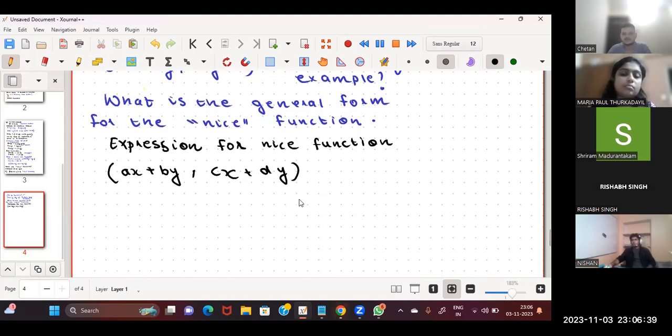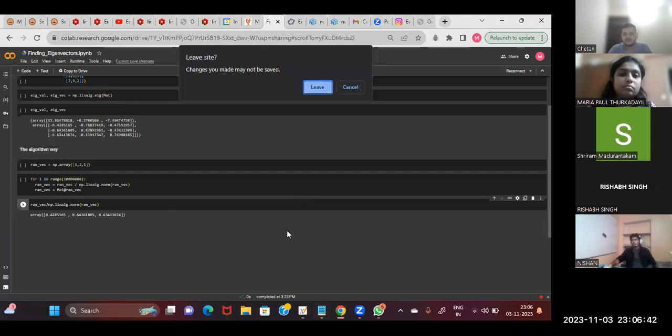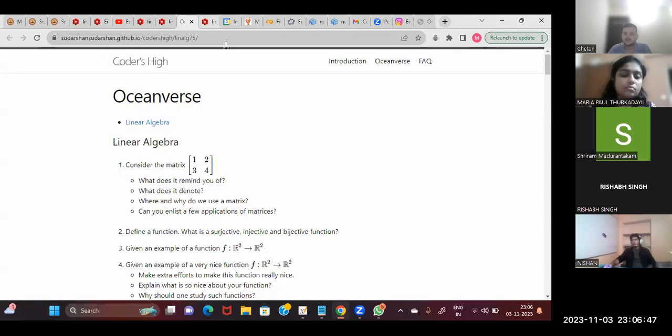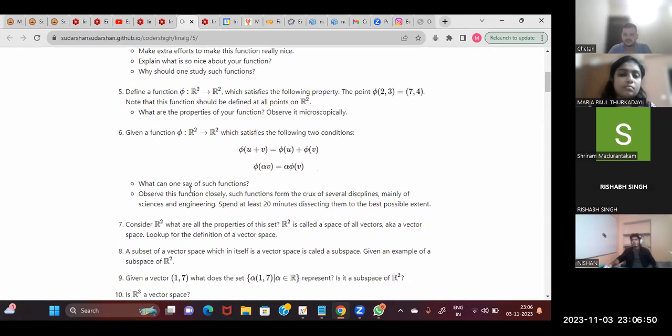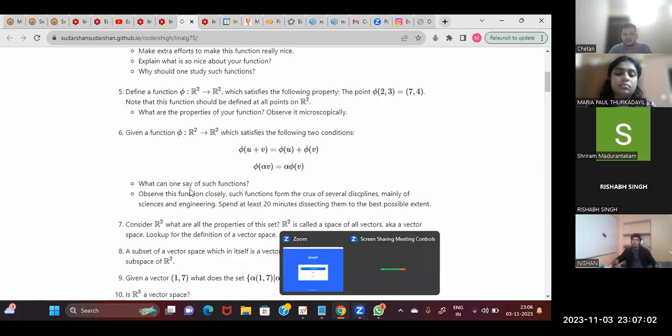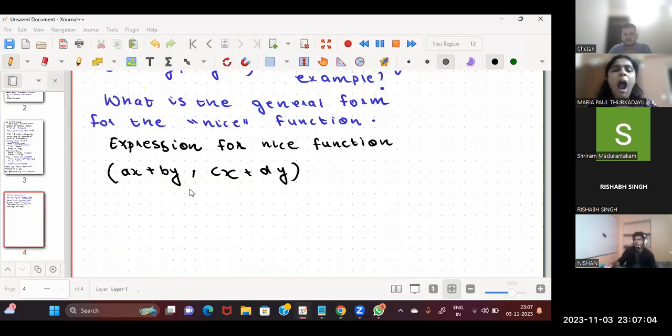The next question says, given a function phi from R2 to R2, which satisfies the following two conditions: phi of u plus v equals phi of u plus phi of v, and phi of alpha v equals lambda times phi of v. What can one say of such functions? Observe this function closely. Such functions form the crux of several disciplines, mainly of sciences and engineering. Spend at least 20 minutes dissecting them to the best possible extent.